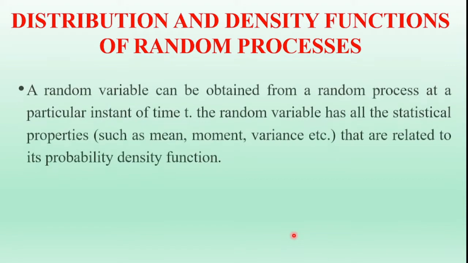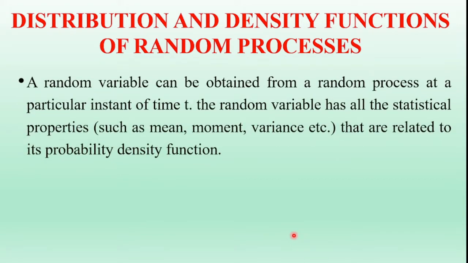And what is a random process? A random variable that is a function of time. The random process is a continuation of the random variable. So a random variable that is a function of time is called a random process.